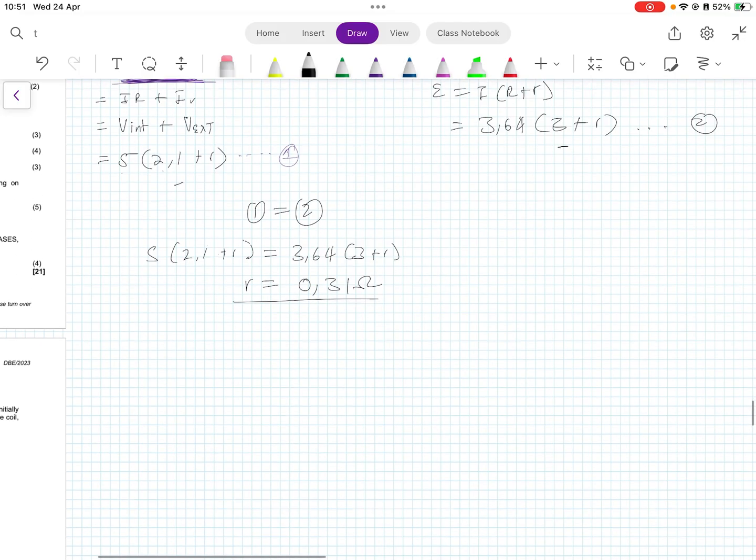Let's substitute into equation 1. This tells us that the EMF is equal to 5 into (2.1 + 0.31). Thus, the EMF is equal to 12.05 volts. It's also acceptable to write 12.04. Okay, that is the end of that.